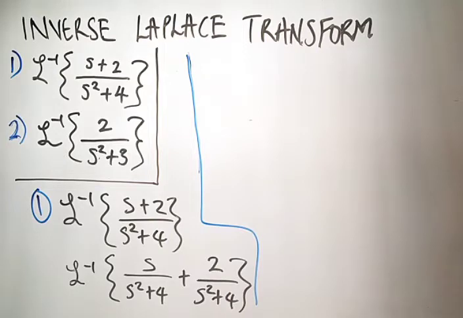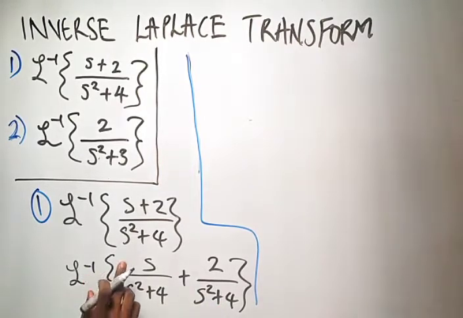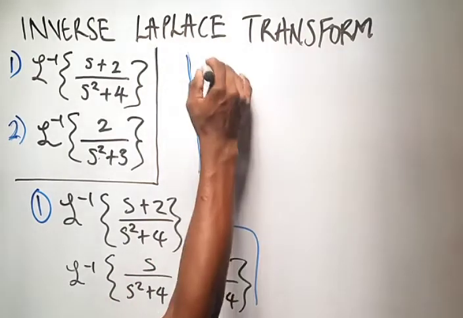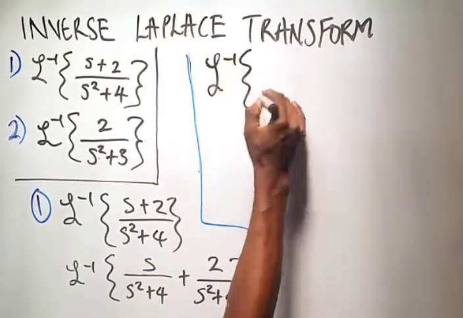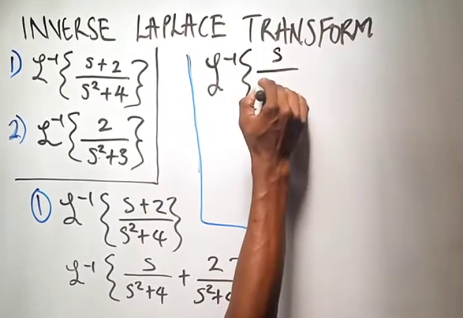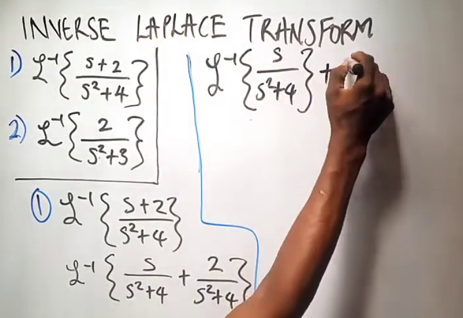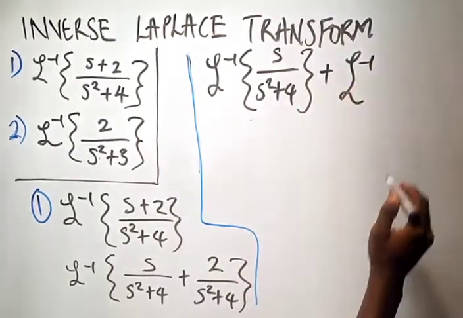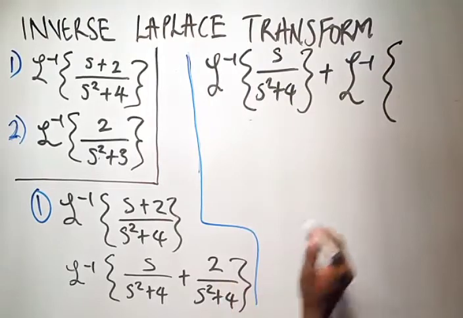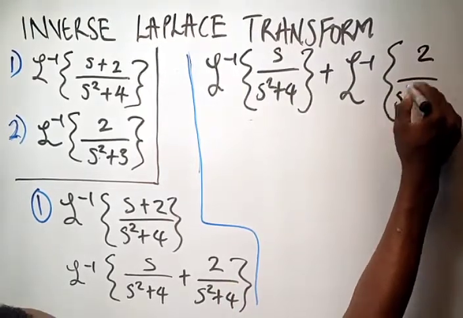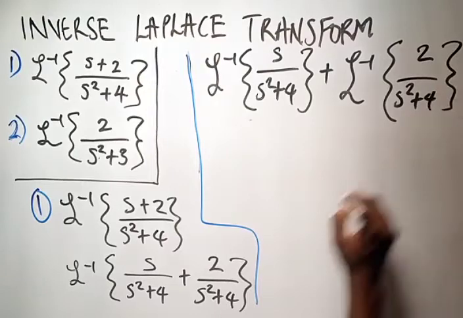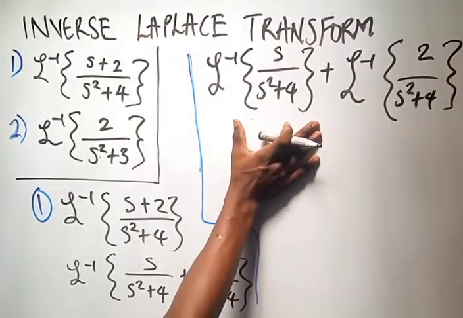The next thing I would like to do here is to recall a property: the Laplace inverse of a sum is the sum of the Laplace inverses. So I'm going to take the Laplace inverse of the first one, that is s over (s squared + 4), plus the Laplace inverse of the next thing we have, 2 over (s squared + 4). Now here is going to be very simple.